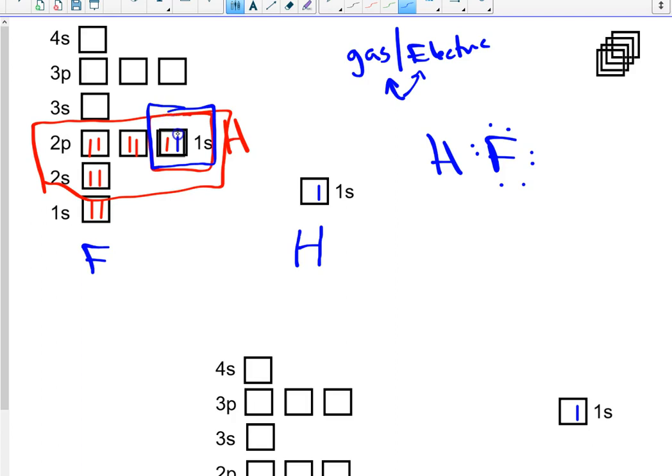Look at the screen for 10 seconds. It's a hybrid orbital of an S, and what was this one representing? A P, right? So we would say HF has SP hybridization, meaning an S and a P overlap. Is that the worst thing we've done so far?